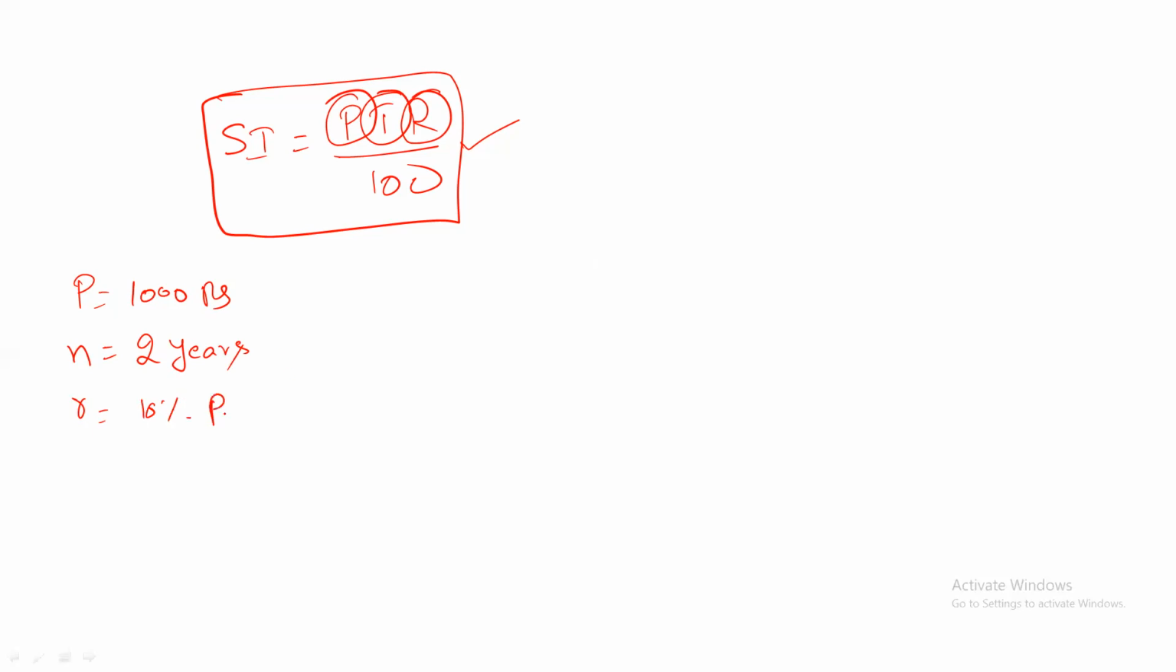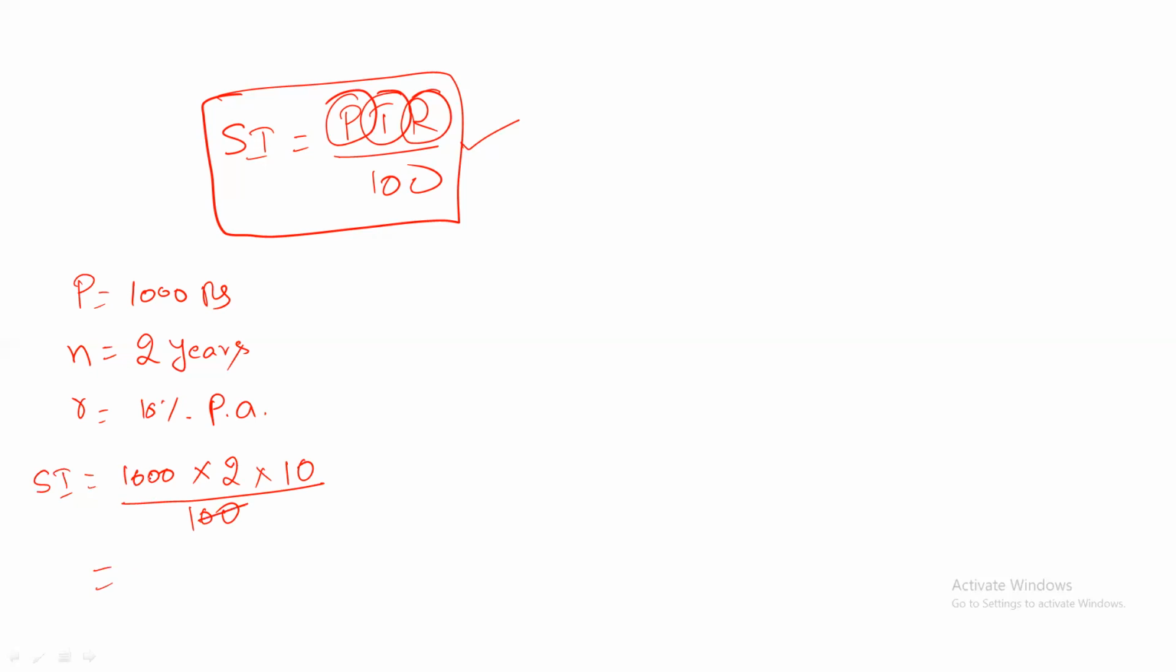Always remember, don't get confused: rate of interest is always calculated per annum, P.A. Even in the questions, they will give you P.A., which means per annum. Now if you substitute the values, how much extra amount do I need to return? Simple interest is PTR by 100. P is 1,000, T, the number of years, is 2, and rate of interest is 10 divided by 100.